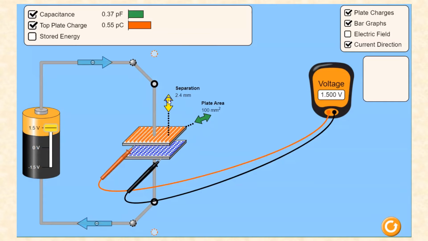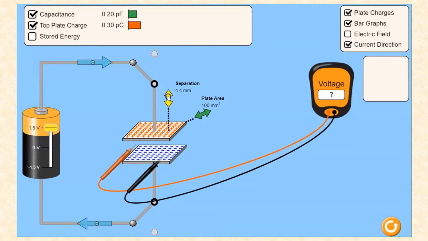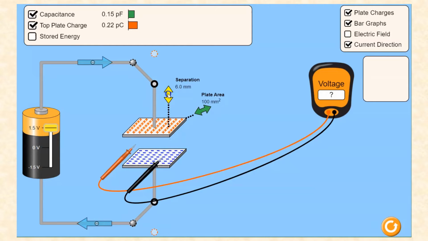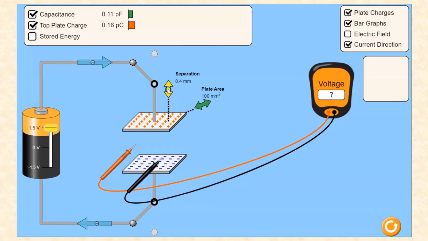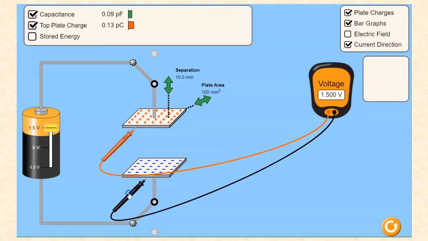As we increase the distance between these two plates, notice what happens to the amount of charge stored on each plate as well as the capacitance. The amount of charge drops, and therefore the capacitance of the capacitor decreases as we increase the plate separation. Once again, you will notice that the voltage between these two plates, the electric potential difference, does not change at all. That stays constant, but increasing the separation distance of these two plates lowers the capacitance and lowers the amount of charge that can be stored.